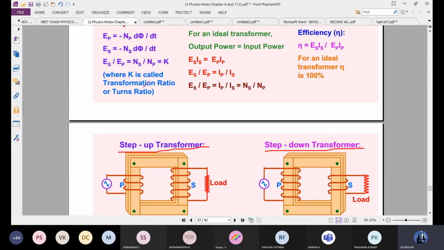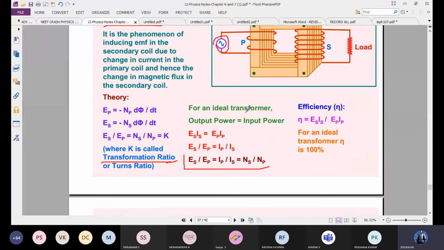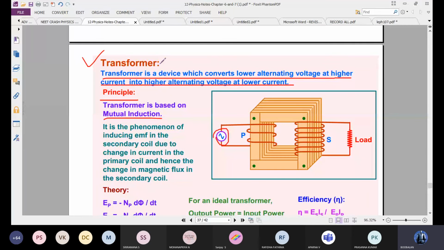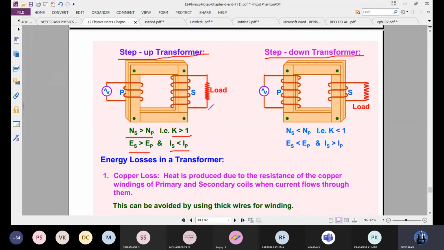The K is called the turns ratio, transformation ratio. First you can write this one, transformer principle. So after that you come to here, step up transformer, step down transformer. Draw the diagram, and below it you can note these things.